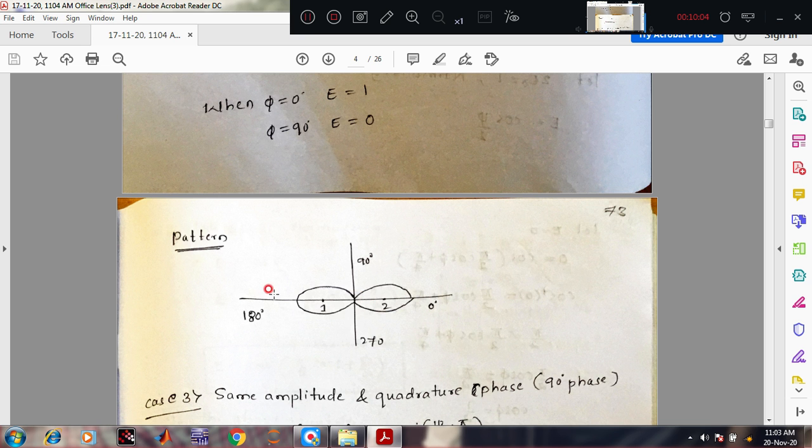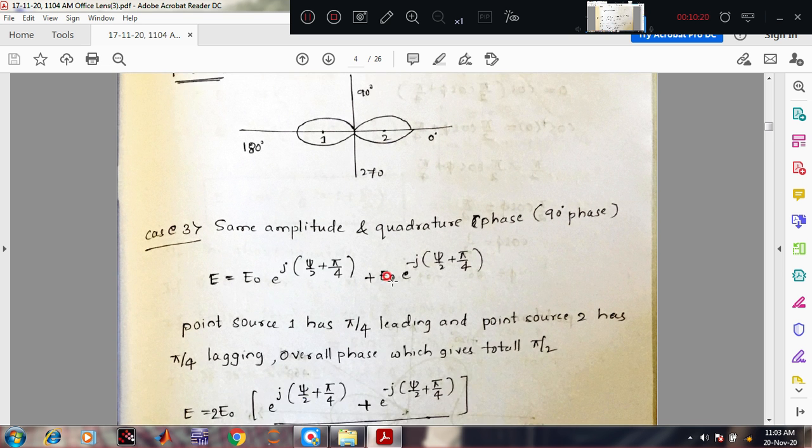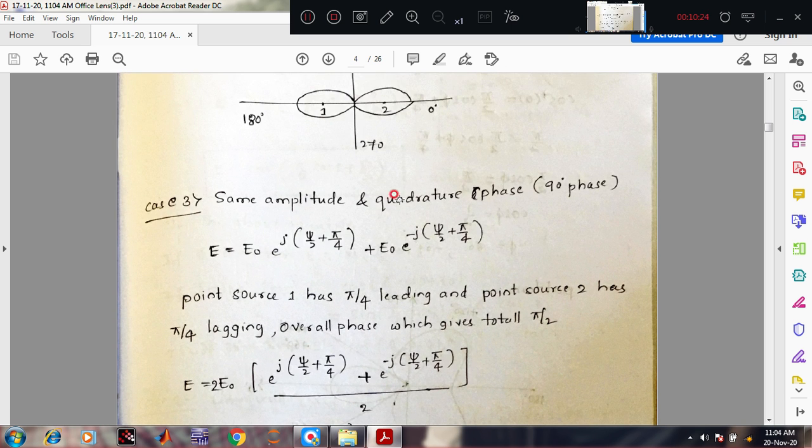For 0 degree and 180 degree, the field will be maximum. For 90 degree and 270 degree, the field will be minimum. This is how the two isotropic point sources with equal amplitude and opposite phase pattern looks, right? So the third case, you will see the same amplitude and quadrature phase, that is 90 degree phase.